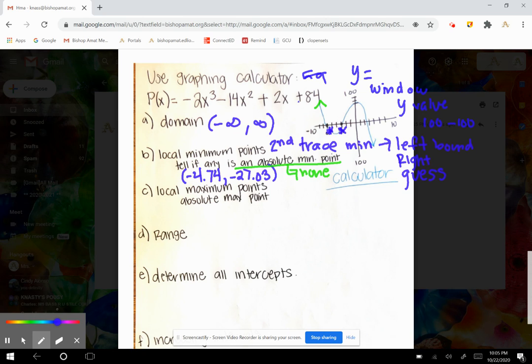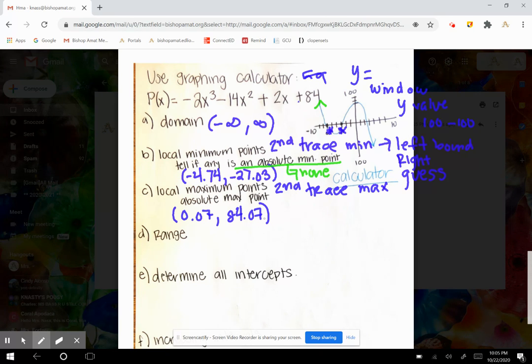Okay, let's look at C. It wants to know the maximum. So again, you're going to do second trace. You have to run another test. But this time, when you do second trace, you're going to hit maximum. You're going to follow the steps, and it will get you 0.07, comma, 84.07. We're always going to round to 2 decimal places.